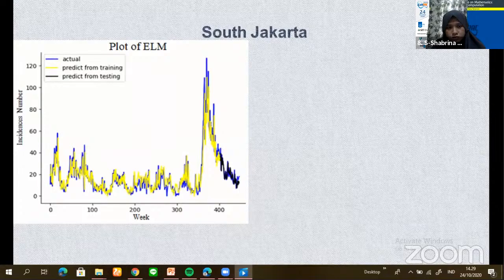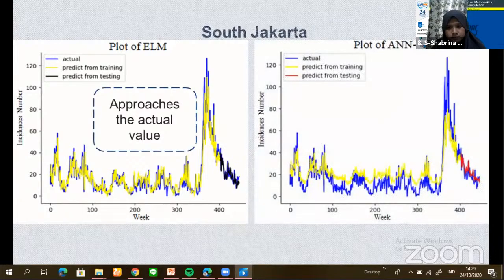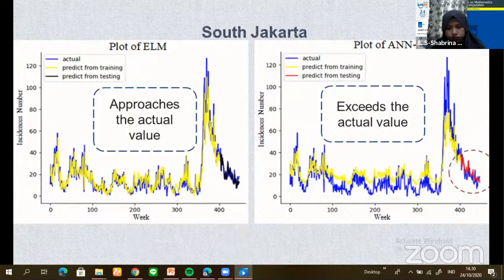In this presentation, it will only be shown the plot of the prediction result in South Jakarta. It can be seen that by using ELM, the prediction result approaches the actual value, and for ANNBP, when predicting with training data, it is less able to learn the spike data pattern, and when predicting with testing data, the prediction value that is resulted exceeds the actual value.